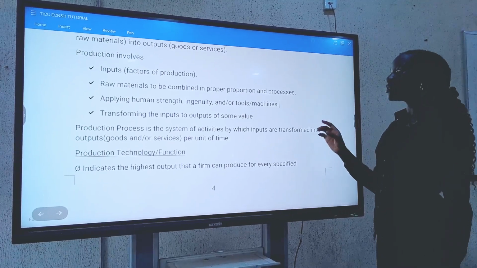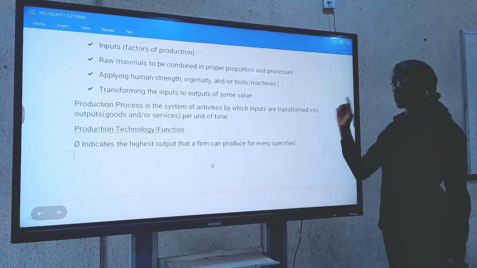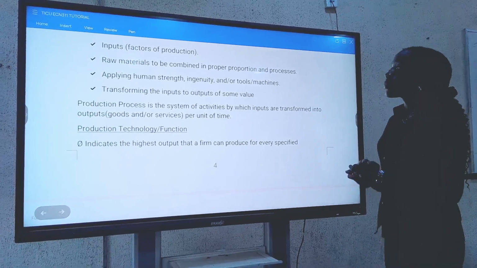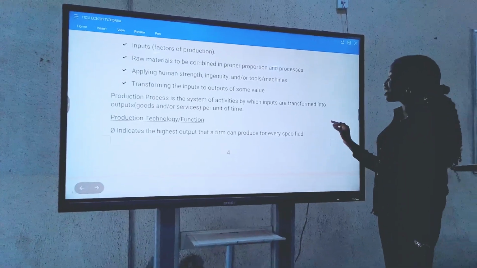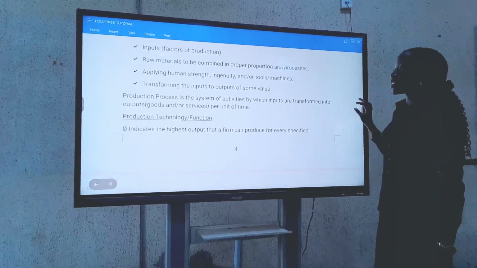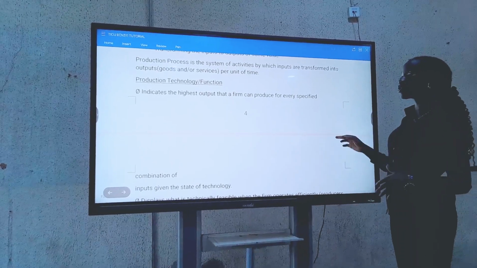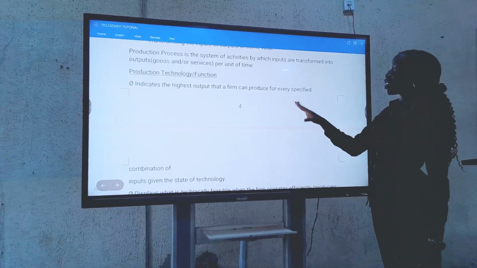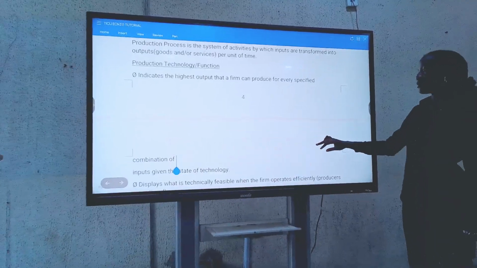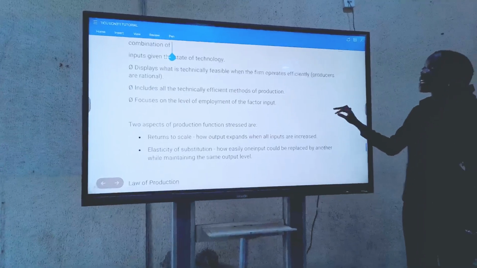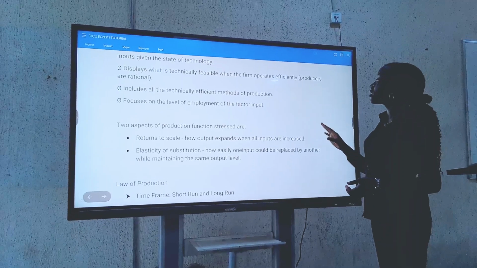It involves ultimately transforming inputs to outputs in order to create value, which is one of their interests, as I said earlier. Production process is the system of activities by which inputs are transformed into outputs per unit of time. So, production technology, which is also known as production function, indicates the highest output that a firm can produce for every specified combination of inputs given the state of technology. It displays what is technically feasible when the firm operates efficiently.